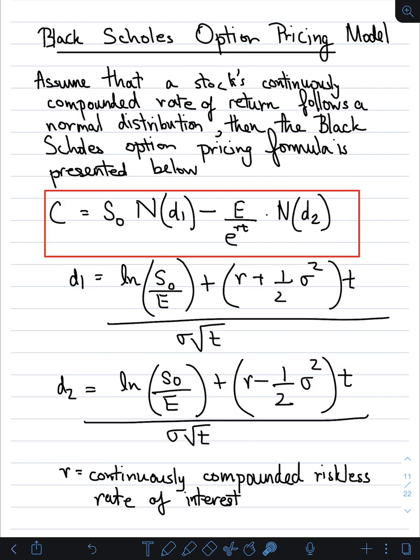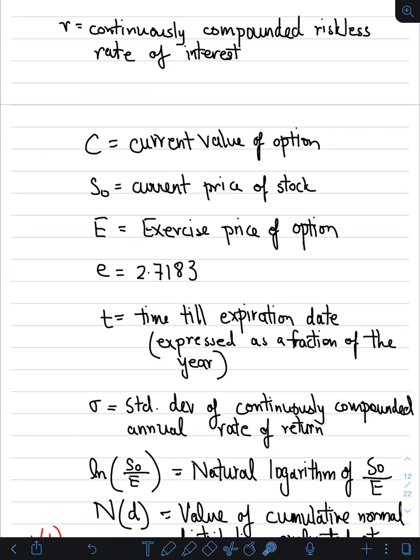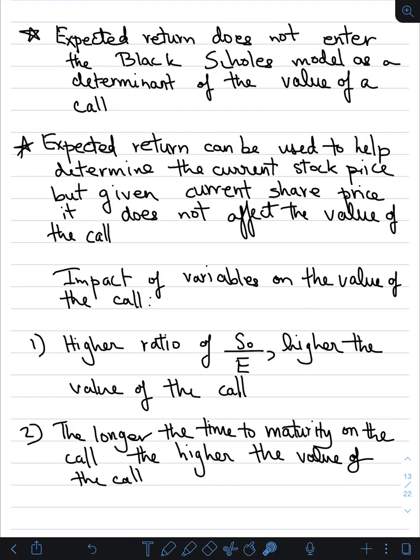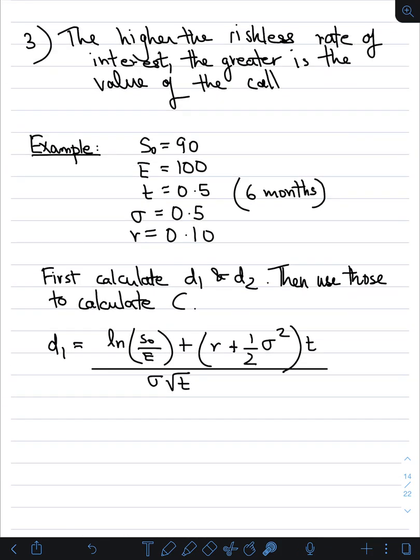The value of the call option is S0, which is the current stock price, times N of D1, which is the cumulative normal function evaluated at D1, minus E, the exercise price, divided by E to the RT. R is the riskless rate, T is the time to maturity, times N of D2, which is the cumulative normal evaluated at D2. So some of the issues that we have with using the Black Scholes model is trying to determine these factors.